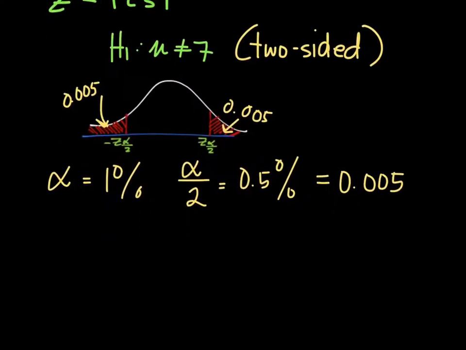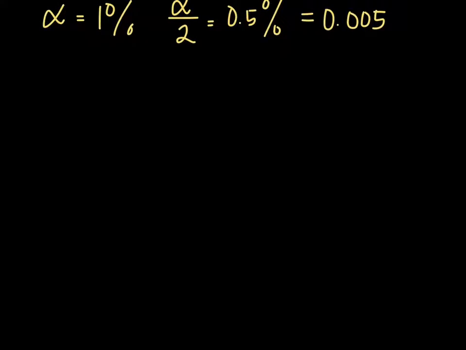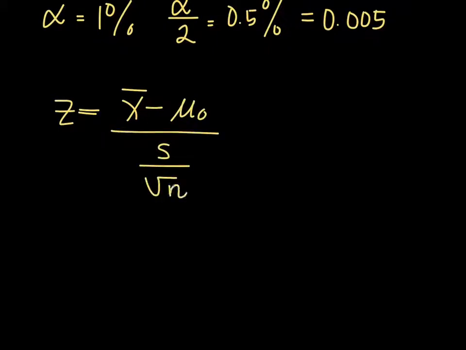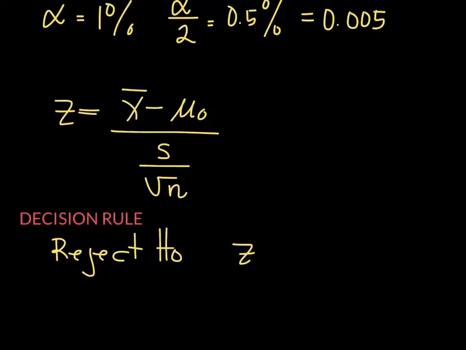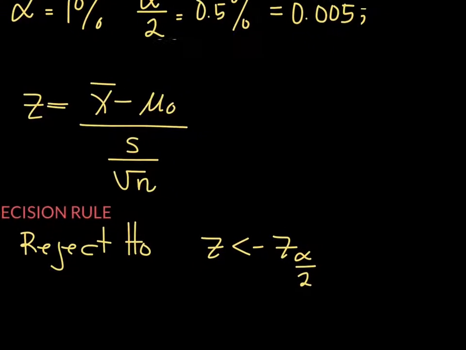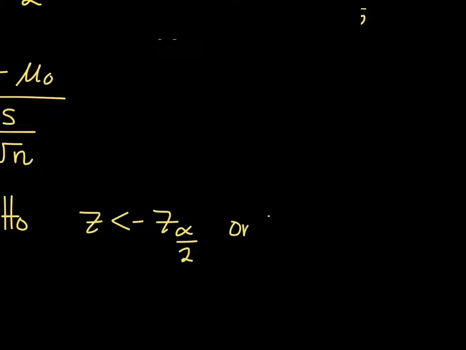When we compute the z test statistic value, we use the formula x bar minus mu sub 0 over s over the square root of n. And we say that the decision rule is that we reject H0 when z is less than the negative of z of alpha over 2, or when z is greater than the positive of z of alpha over 2.